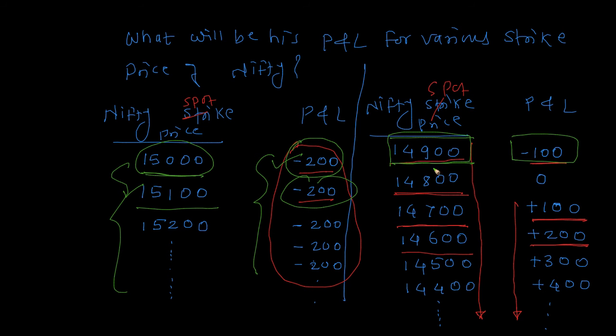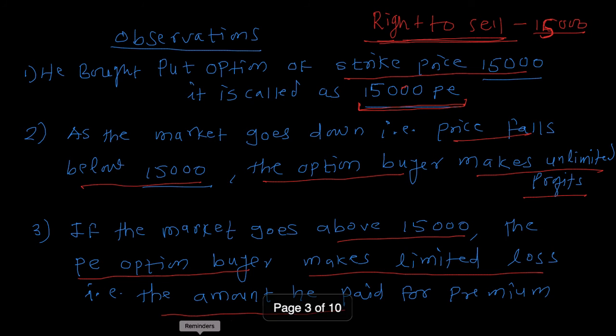That means he gets 100 rupees profit from here, but he has already paid 200 rupees for buying the coupon, so his net PNL will be minus 100. So at 14,900, his loss is minus 100. At 14,800, his loss is 0, and that is the break-even price for him. Okay, so let's plot these points here.